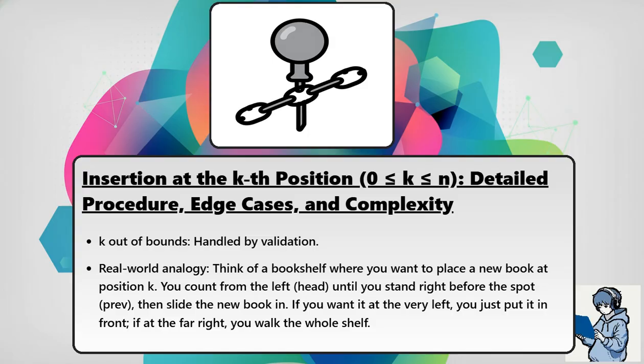Real-world analogy. Think of a bookshelf where you want to place a new book at position k. You count from the left, the head, until you stand right before the spot, previous, then slide the new book in. If you want it at the very left, you just put it in front. If at the far right, you walk the whole shelf.